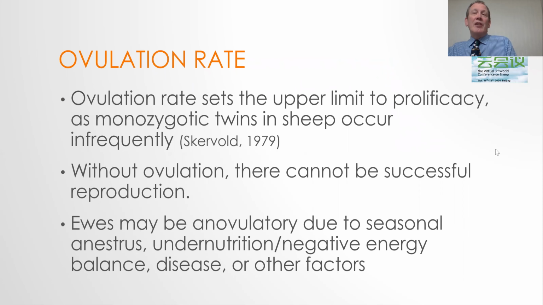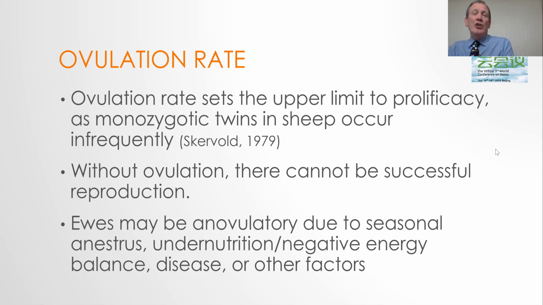So let's start off talking about the first of these, ovulation rate. One of the things that we know is that ovulation rate sets the upper limit to prolificacy, because the incidence of monozygotic or identical twins in sheep is fairly rare. Scarevold estimated it's less than 1%. And from a common sense standpoint, we know that without ovulation, there cannot be successful reproduction, because this is the first step in the process.